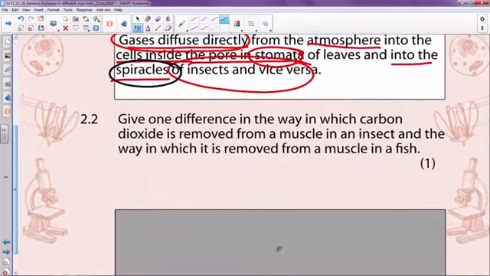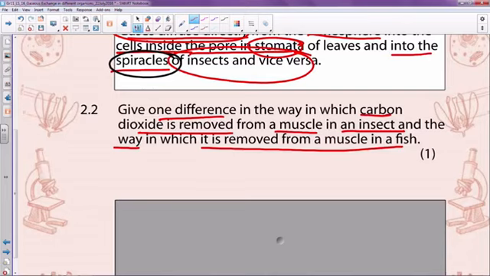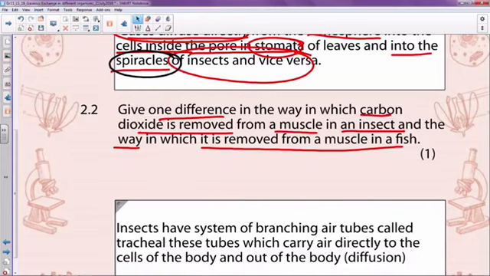Question 2.2. Give one difference in the way in which carbon dioxide is removed from a muscle in an insect and the way in which it is removed from a muscle in a fish. So here we're comparing the insect to a fish and how that carbon dioxide is removed. Insects have a branching of air tubes called tracheal tubes, and these tubes carry air directly to the cells of the body and diffuse out.